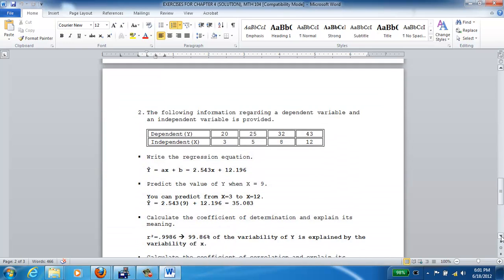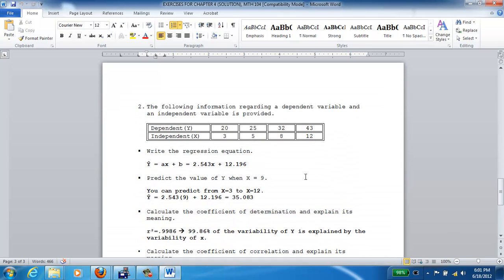In the same way we do problem number 2. We have the y, L2, we have the x. We enter the data in L2 and L1. So your slope is 2.543. The constant is 12.196. So this is your equation. You can predict y when x is 9. You can predict from 3 to 12. So in this case you substitute x by 9. So your y will be 35.083.